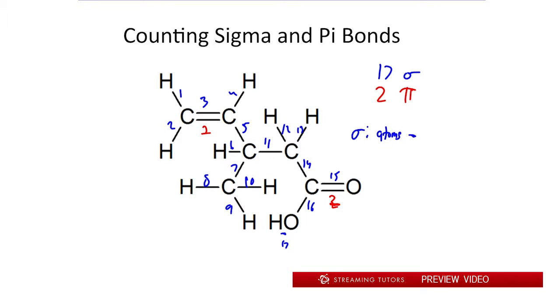What you can also do for sigma bonds is just take the atoms minus 1. So this has 1, 2, 3, 4, 5, 6, 7, 8, 9, 10, 11, 12, 13, 14, 15, 16, 17, 18 atoms. Minus 1 is our 17 sigma bonds. If you want to use that rule, either works. But for pi bonds, you still have to count up how many double bonds and triple bonds there are, and assign pi bond numbers to each. We'll see more of this in the workshop as well.